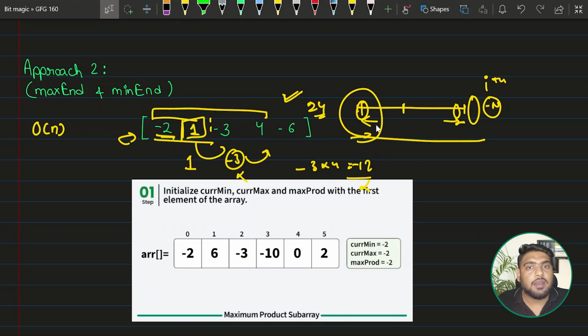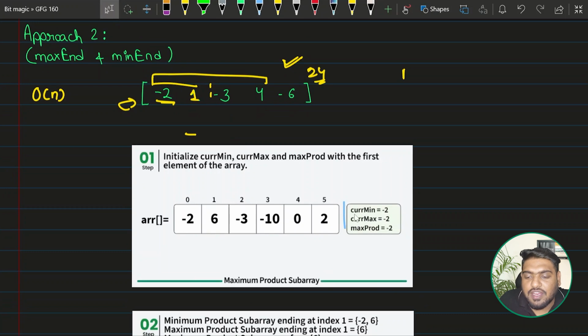When we are choosing the elements, whether we have to consider this or not, we have to choose both. We will be keeping track of the minimum ending and the maximum ending as well. Okay, let's see in this example how we are doing it. So now we have 3 variables: current minimum, current max, and maximum product. Otherwise, you can name them maximum end, minimum end, and maximum end. Up to you. Just the variables.